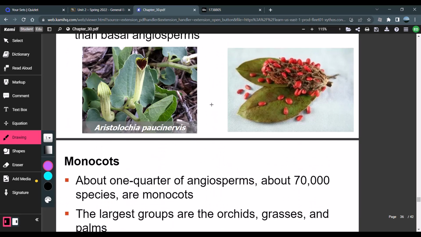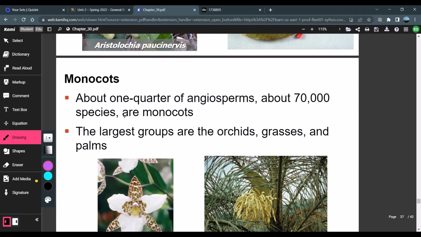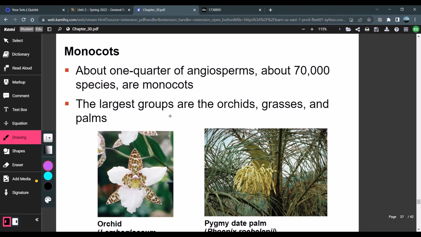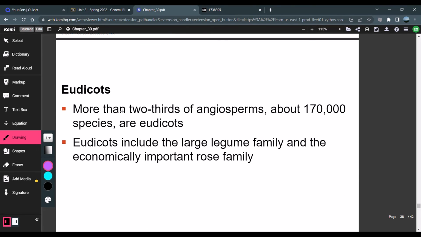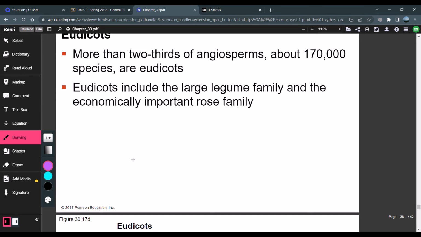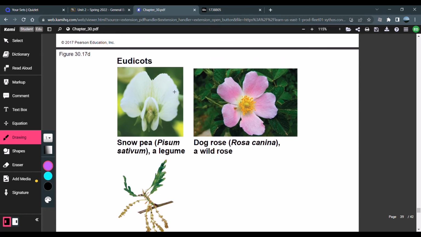Skip all these. So monocots are about 1/4 of angiosperms, about 70K species are monocots. The largest groups are orchids, grasses, and palms. And eudicots, more than 2/3 of angiosperms, about 170K species are eudicots. Eudicots include the large legume family and the economically important rose family. This is a eudicot.